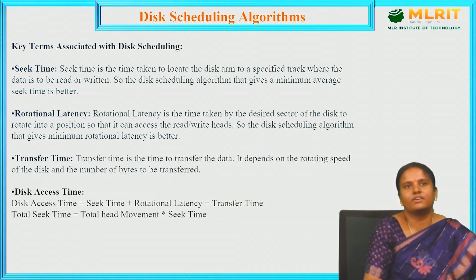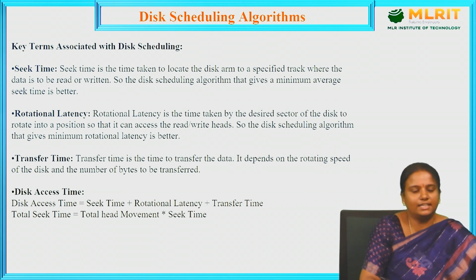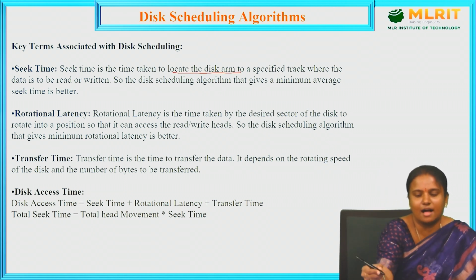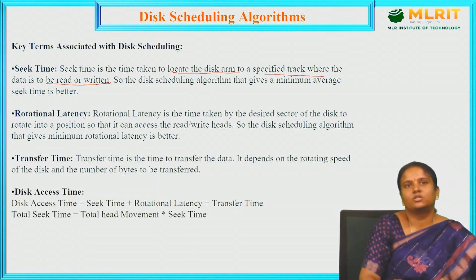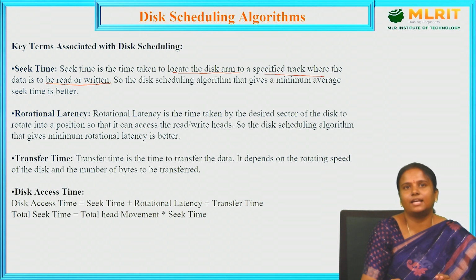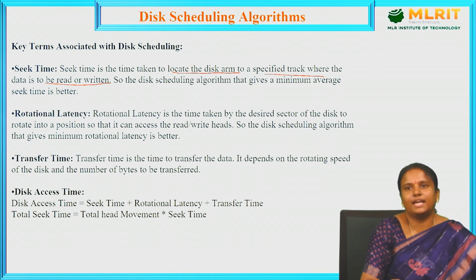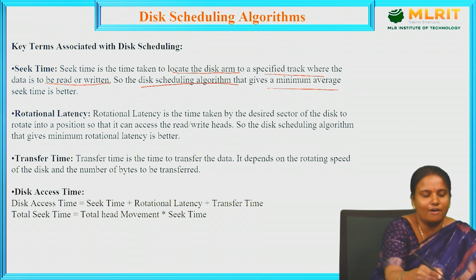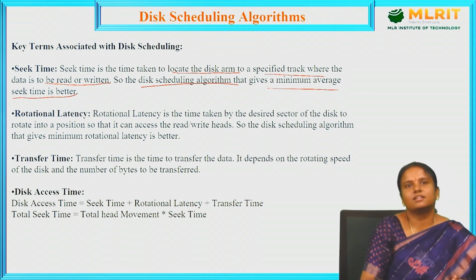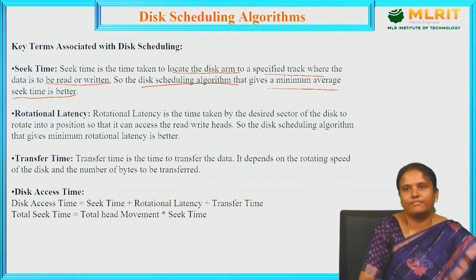Let us start with our first key term, seek time. Seek time is the time taken to locate the disk arm at a specified track where the data is to be read or written. The disk scheduling algorithm that gives a minimum average seek time is better. So here you calculate the movement of the disk arm to the specified track where the read and write operation has to be done.